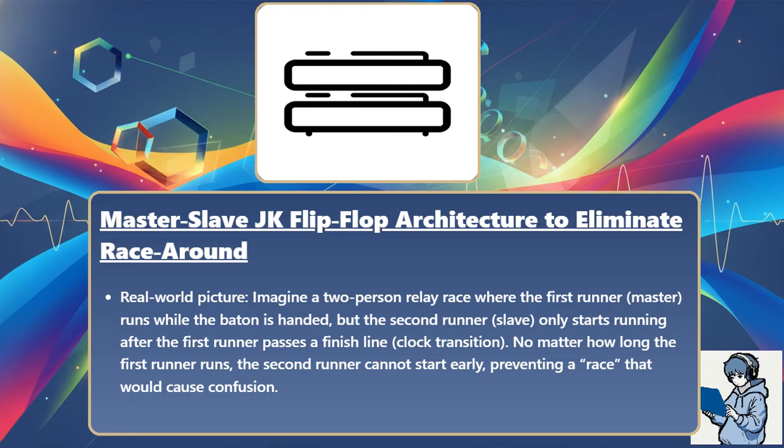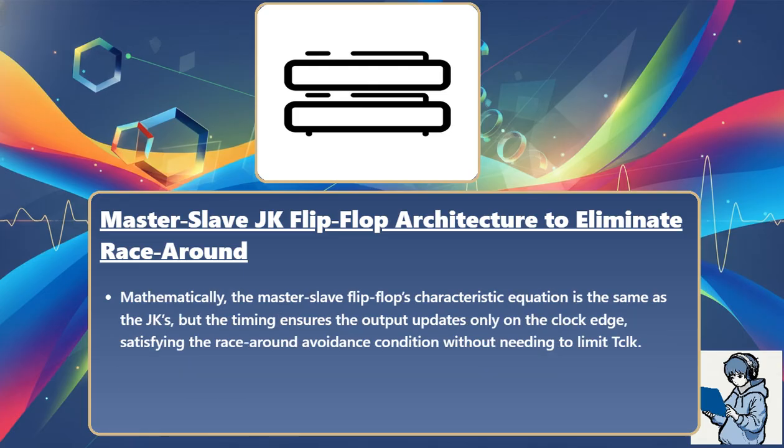Real-world picture: imagine a 2-person relay race where the first runner, the master, runs while the baton is handed, but the second runner, the slave, only starts running after the first runner passes a finish line, the clock transition. No matter how long the first runner runs, the second runner cannot start early, preventing a race that would cause confusion. Mathematically, the master-slave flip-flop's characteristic equation is the same as the JK flip-flop's, but the timing ensures the output updates only on the clock edge, satisfying the race around avoidance condition without needing to limit T_CLK.